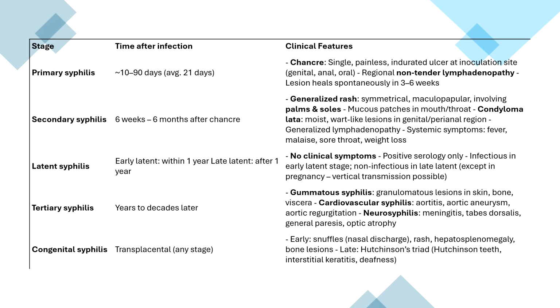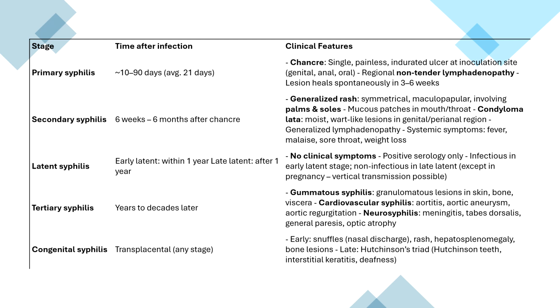Now syphilis has various stages: primary, secondary, latent, tertiary and congenital. So the timeline is also different. The most important thing to remember is that in primary syphilis, there is a chancre and non-tender lymphadenopathy. Chancre is generally genital. In secondary syphilis, there is a generalized rash with condyloma lata in the genital region and generalized lymphadenopathy. In latent syphilis, patients generally have no clinical symptoms, but the serology remains positive.